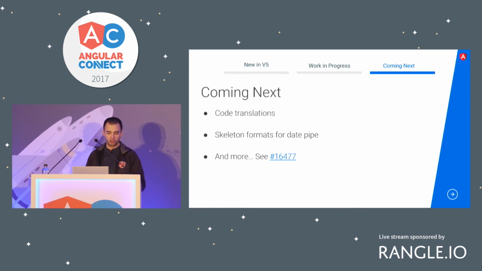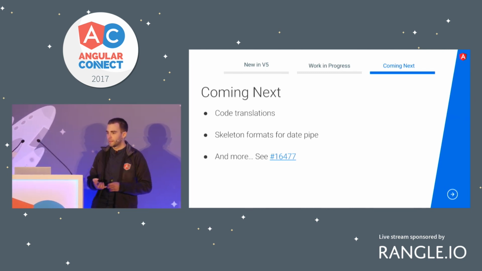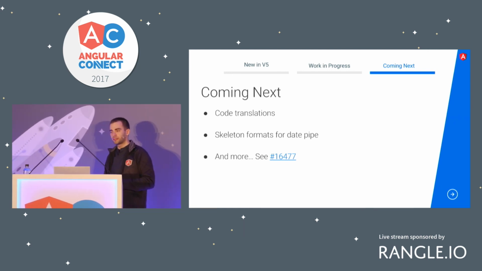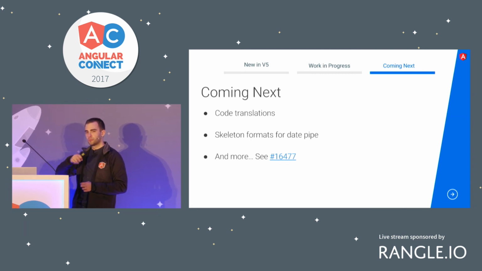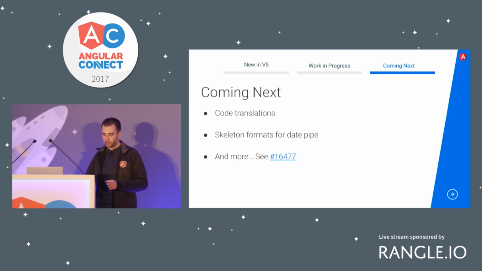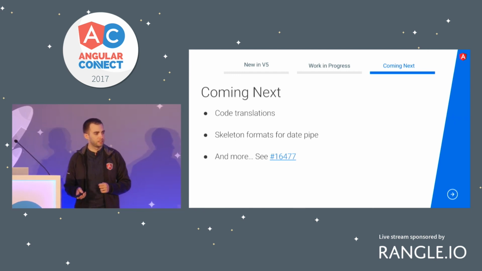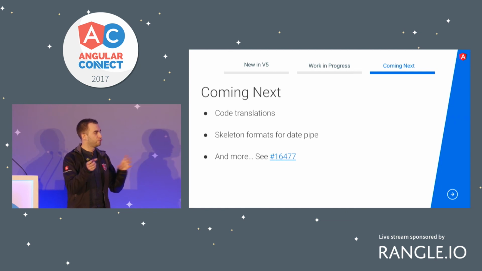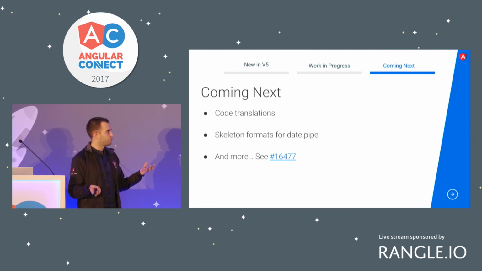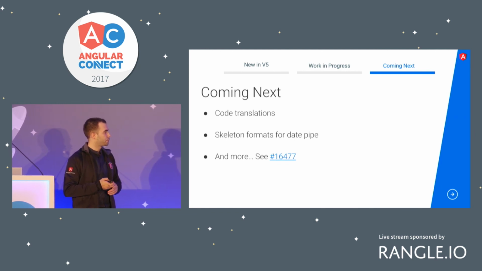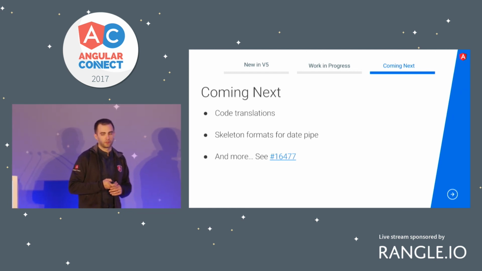I would also like to work on something called skeleton formats for the date pipe. I explained to you that we have a few formats predefined for the date pipe, such as short, medium, full, and long. If you use a custom format, the elements will not move around. You will only have the translation in different locales. And in French, for example, you don't put the month's name at the same place as you do in English. And this doesn't work with custom formats.